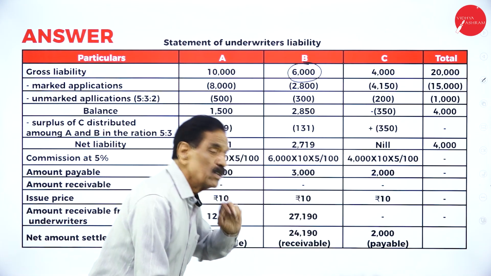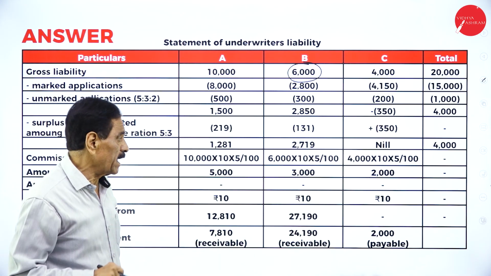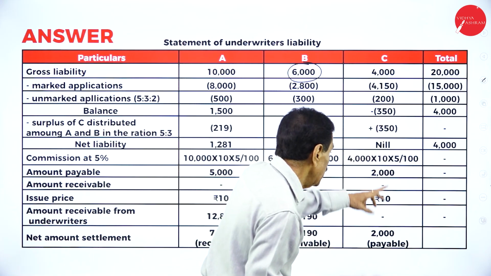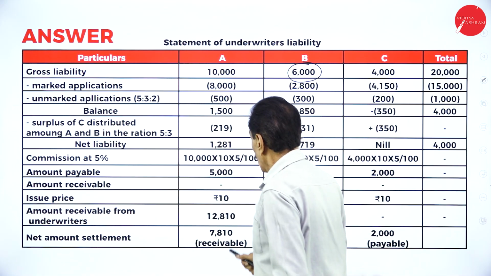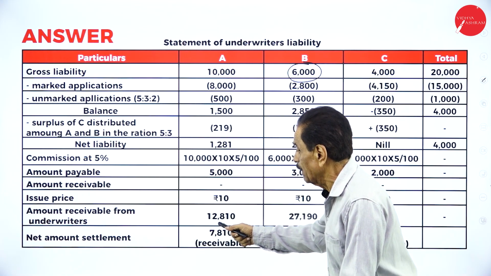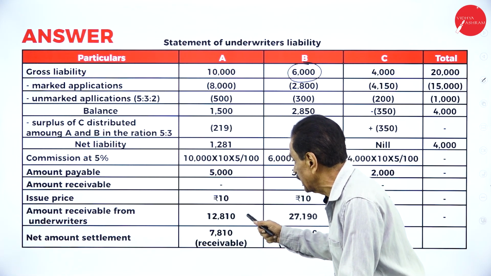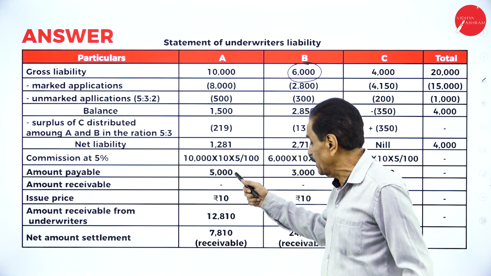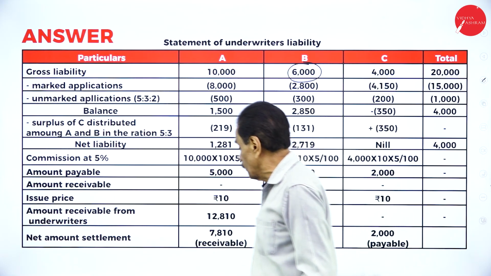2,719 into 10, 27,190. Here, there is no nil, there is no amount here. So out of 20 here, we have to receive amount receivable 12,810. How much is payable? 5,000. How much net amount receivable?